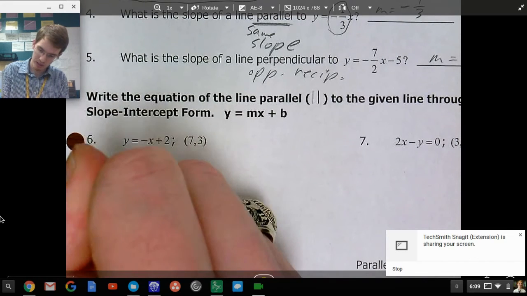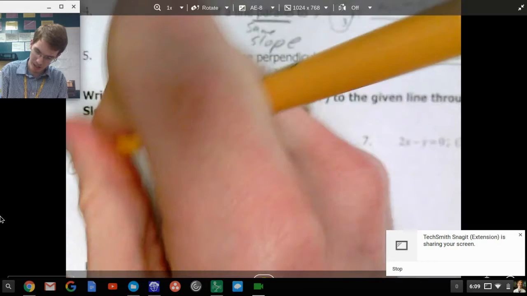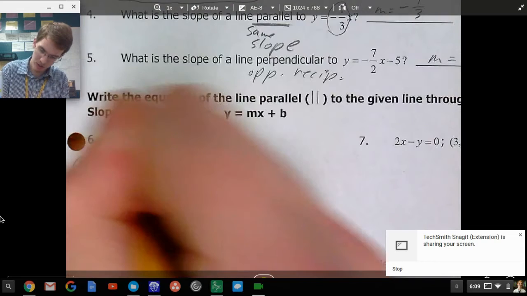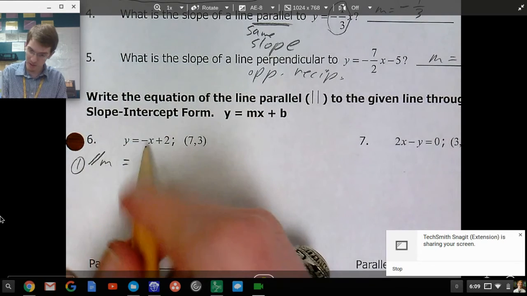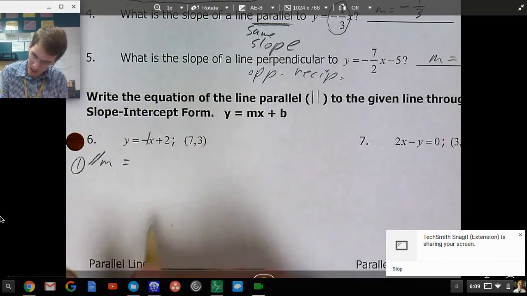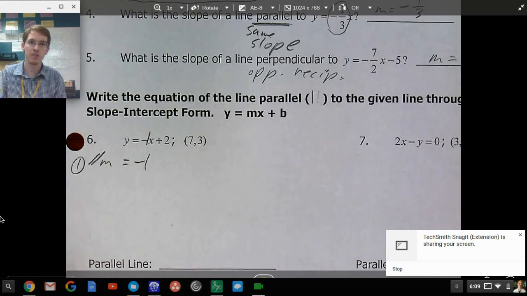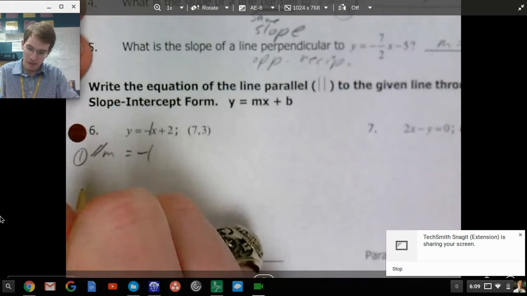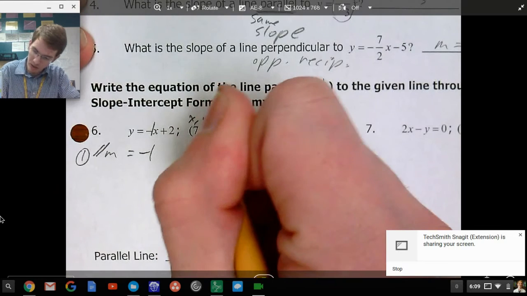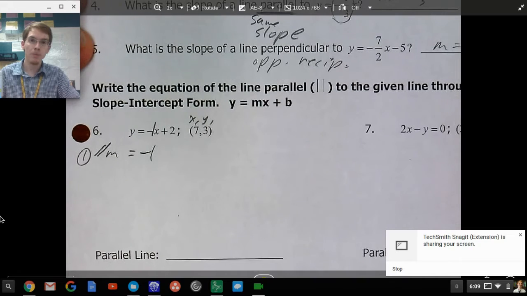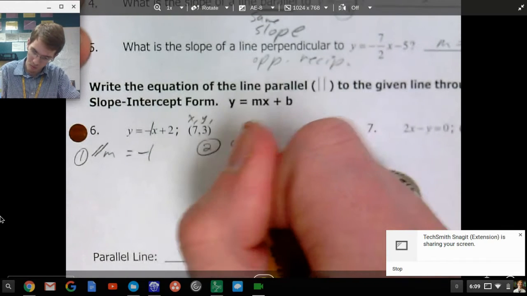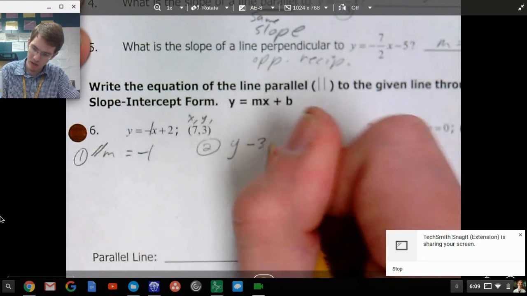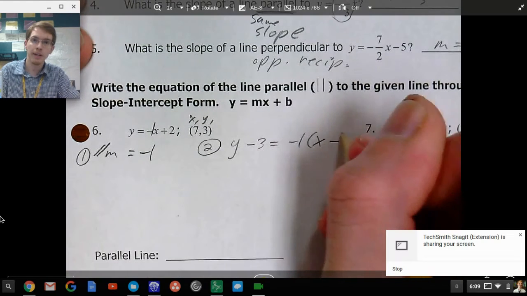So the parallel slope, by the way, these two leaning bars, parallel, they look like 2 parallel lines. So the parallel slope is, well, the slope of this line is -1. So the parallel slope is -1. It's the same slope, right? So now we have that along with x1, y1. We can go to point slope. Okay, so there's our step 2. So we're going to have y minus 3 equals -1 times x minus 7.